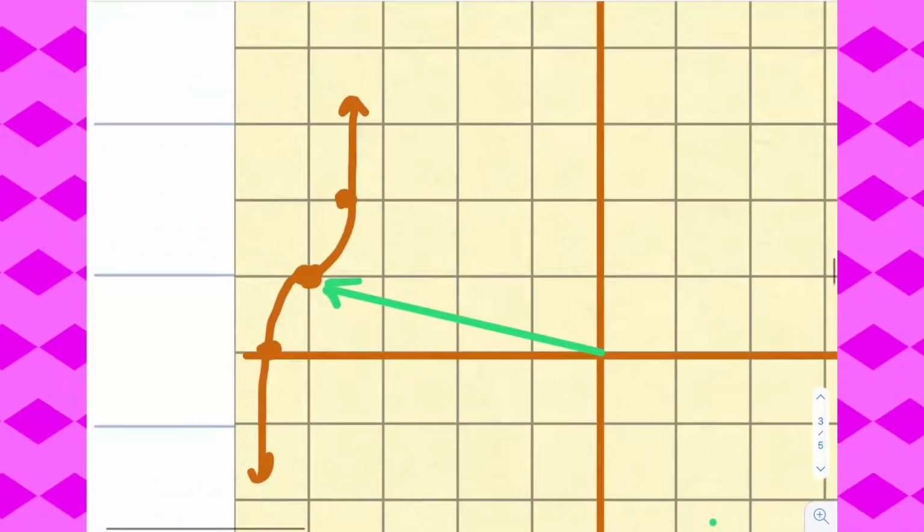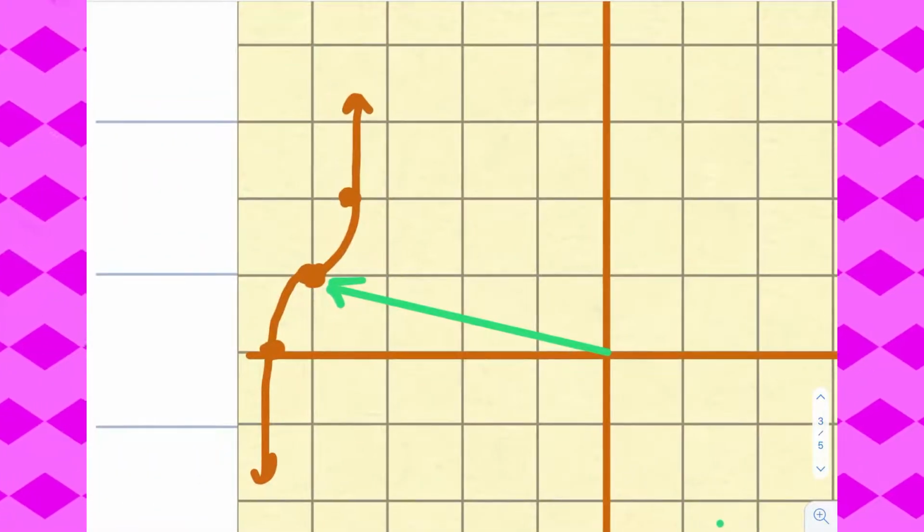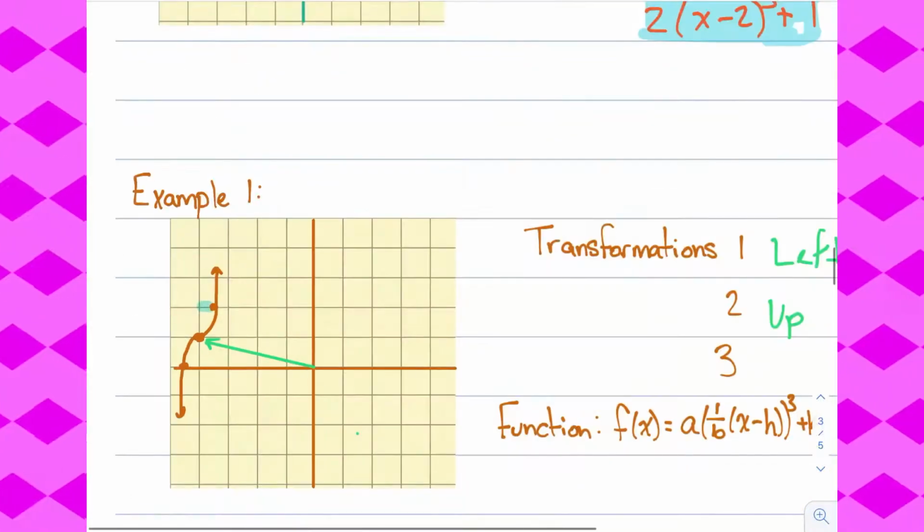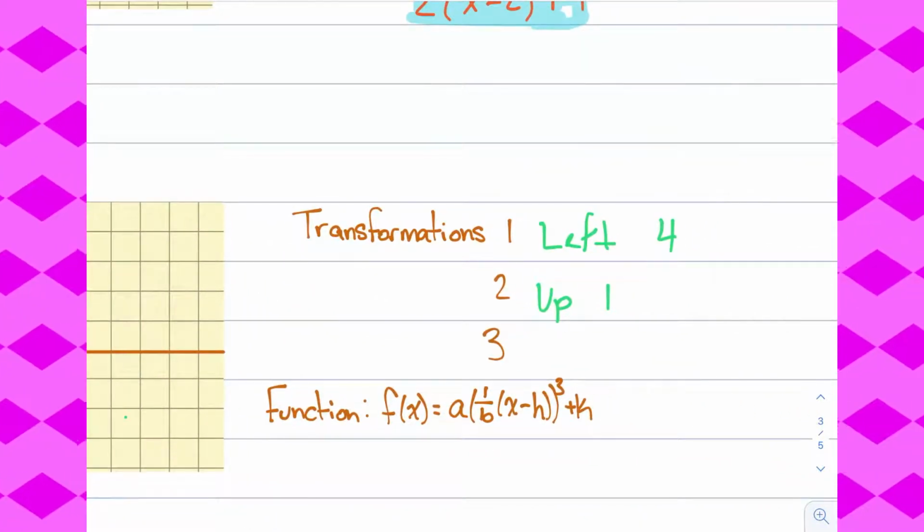As we come back to the graph, we can see that it's not as wide as it used to be. That space there, that's only a half a unit. So it's been horizontally compressed by a half.